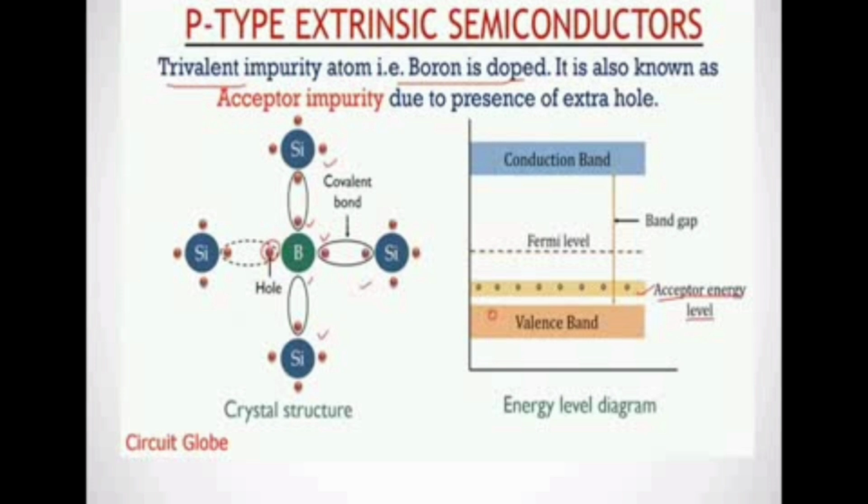So what happened here? The acceptor energy level is introduced. See that the line is very close to the valence band. That means the acceptor level is there, so holes are the majority charge carriers and electrons are the minority charge carriers. Again, when you give a very small amount of energy, an electron can jump from the valence band to the conduction band. So here also it takes a very small amount of energy. It's called the P-type semiconductor.